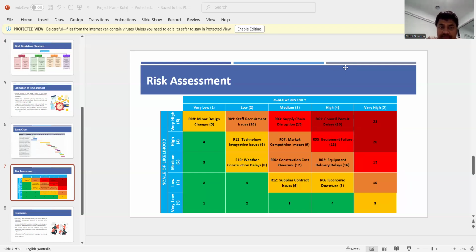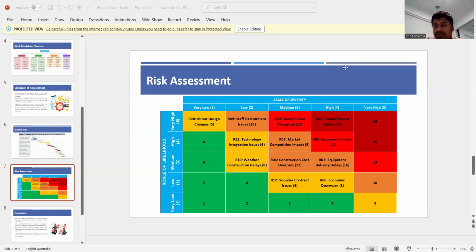There are minor design changes and staff recruitment issues. Very low risk is about minor design changes. If we change the design a little bit, it may not have much impact. So these are the very low risks, and the low risks are weather and construction delays, which we need to keep in mind. Construction delays are another thing in low risk. And the medium risk is about construction cost overruns.